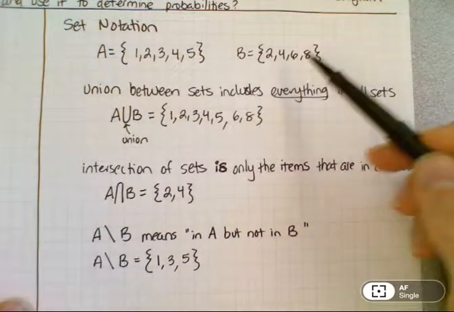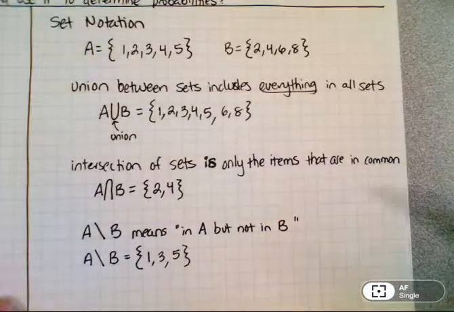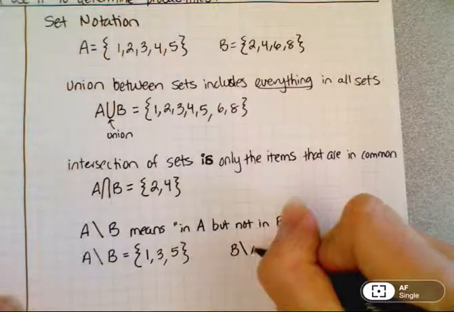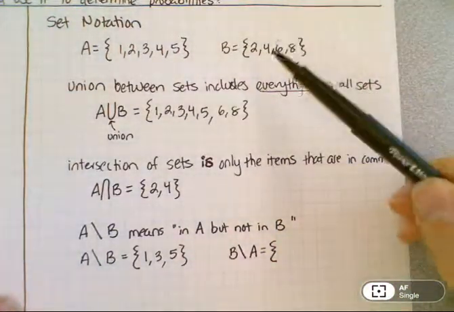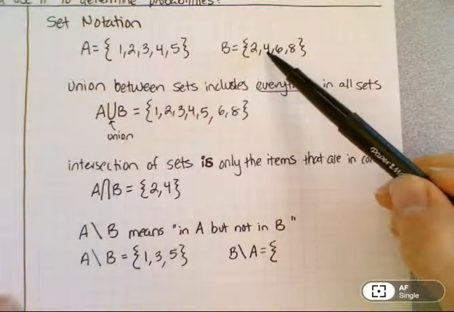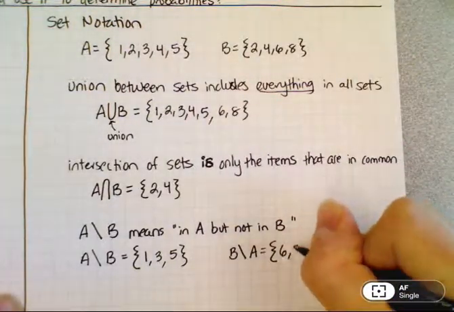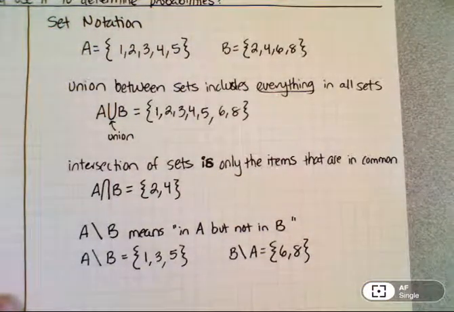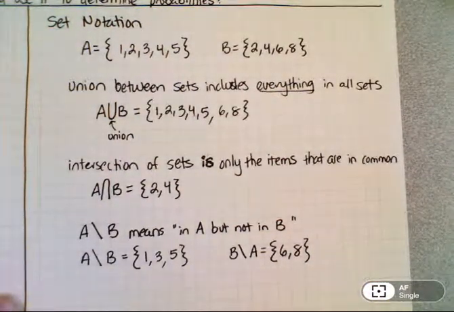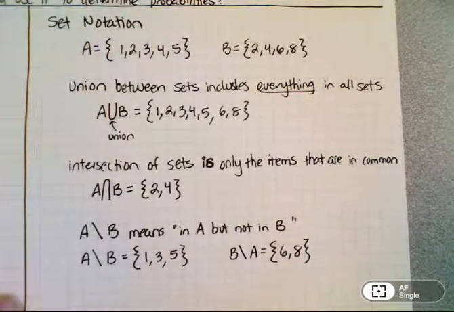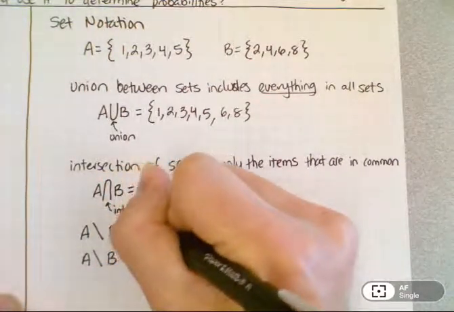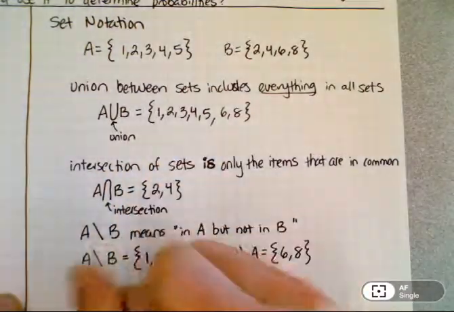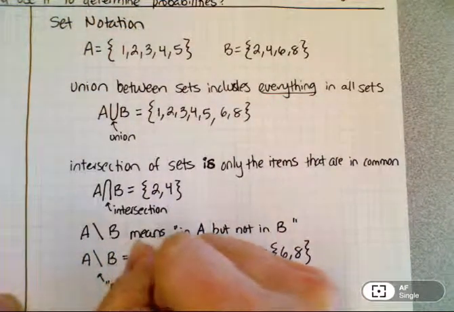And we're not worried about the stuff that's in B, but not A. Although I suppose we could list that. B not A would be those items in B that are not in A. So that would be, let's see, 2 is in A, 4 is in A, but 6 is not, and 8 is not. Okay, so that is the basic idea behind set notation. There are 3 symbols: union, intersection, and then this symbol, which is sort of not.